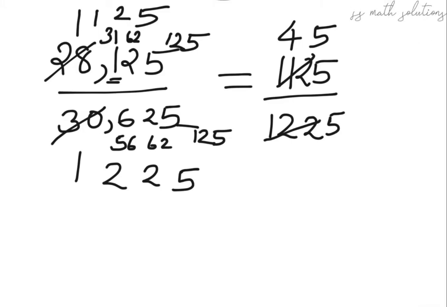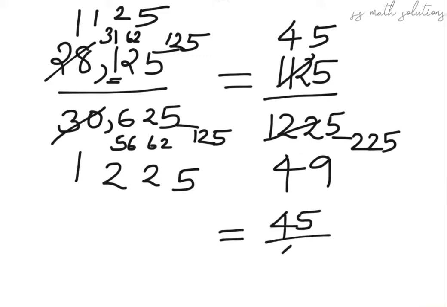Again here, 25 into 5 is 125, but here it is 122 only. So 25 into 4 is 100, remainder 22 is there. So here our number is 225. 25 into 10 is 250. So 25 into 9 is 225. So our answer is 45 divided by 49. 45 divided by 49. Is there any common factor between 45 and 49? No, there is no common factor between this numerator and denominator. So our final fraction is 45 by 49. Okay, now the cancellation is very easy.